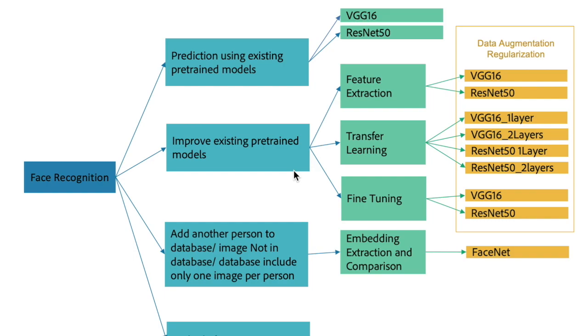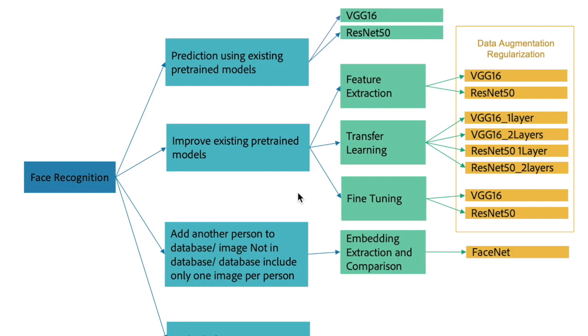Then I want to explore what happens if we want to add another person to our database. And what if we want to classify an image that does not belong to someone in our database? Or what if in our database we only have one image per person? In this step, I use embedding extraction and comparison of embeddings on a pre-trained model called FaceNet developed by Google.